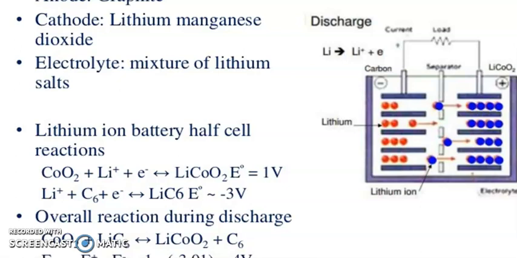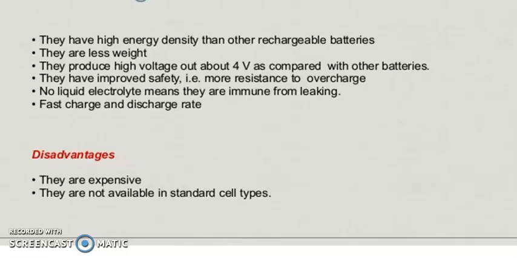And the overall potential developed in this system is almost 4 volts. It is more than the nickel cadmium battery and the simple Leclanche cell. Now let us discuss the advantages of lithium-ion batteries. They have a higher energy density than other rechargeable batteries, and they are lighter in weight compared with the other rechargeable batteries, and they produce high voltage, about 4 volts, as compared to the other batteries.